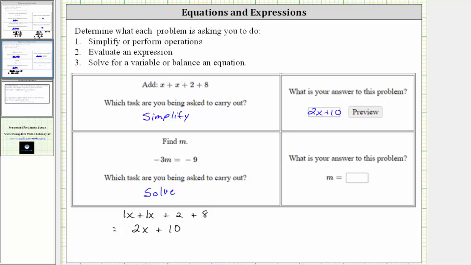And again, we can probably solve this equation by inspection. Negative 3 times what value of m is equal to negative 9? Because negative 3 times positive 3 is negative 9, our solution is m equals positive 3.